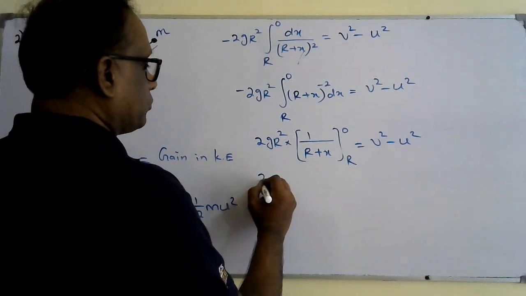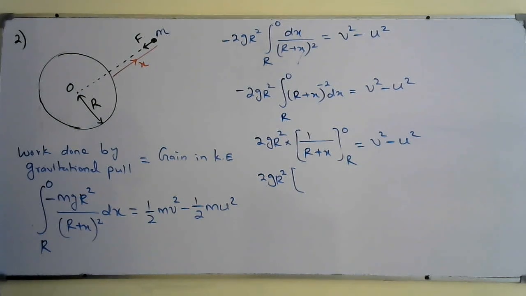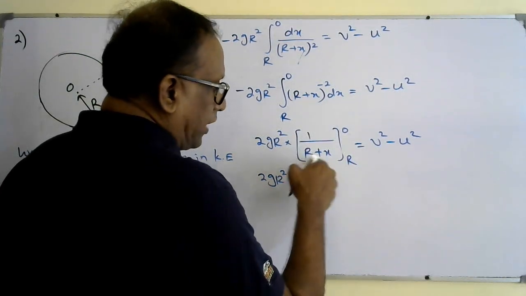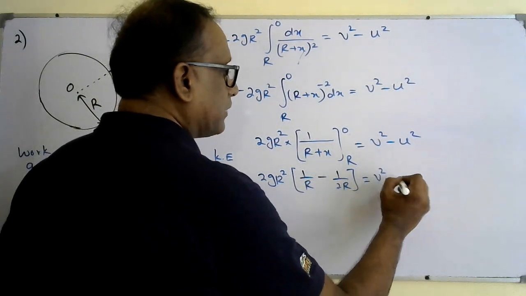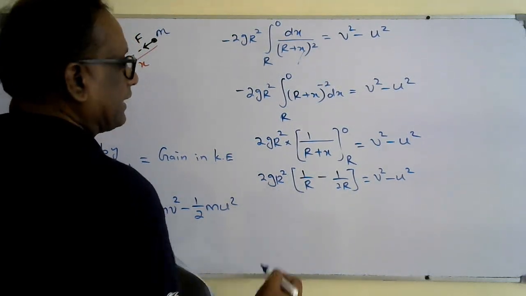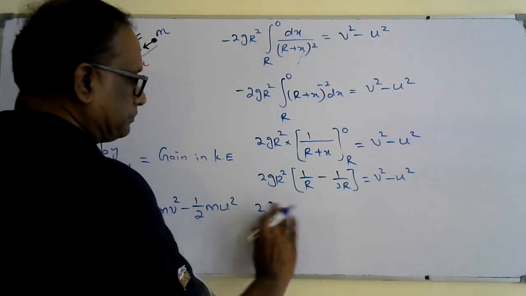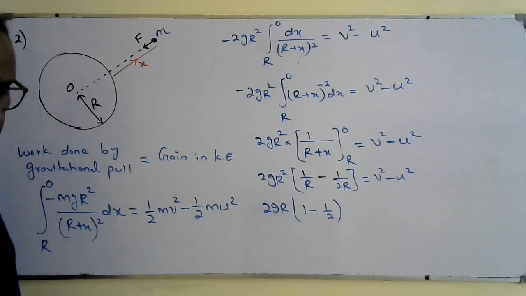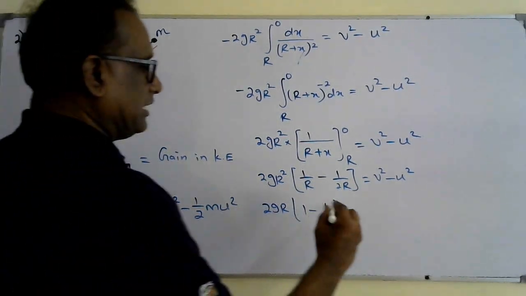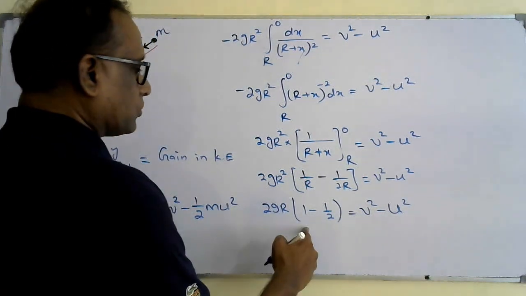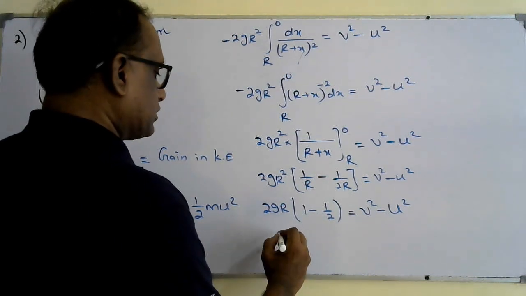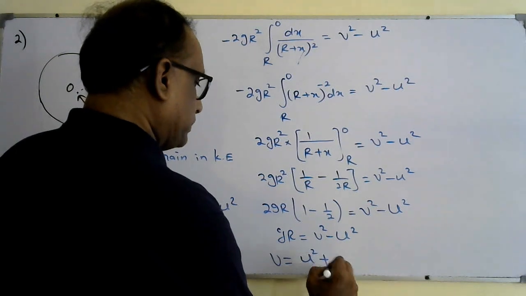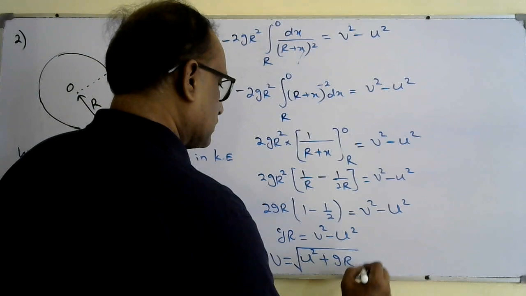Okay, substitute the limits. So 2gr squared into 1 over r. When you substitute 0 and when you substitute r, it will be 1 over (r plus r), 1 over 2r, equal to v squared minus u squared. Anyway, r squared will get cancelled. So it's going to be 2gr times, 2 minus 1, which is 1, over 2, so the 2 and 2 get cancelled. So gr equals v squared minus u squared. So v is equal to the square root of u squared plus gr. That's the answer.